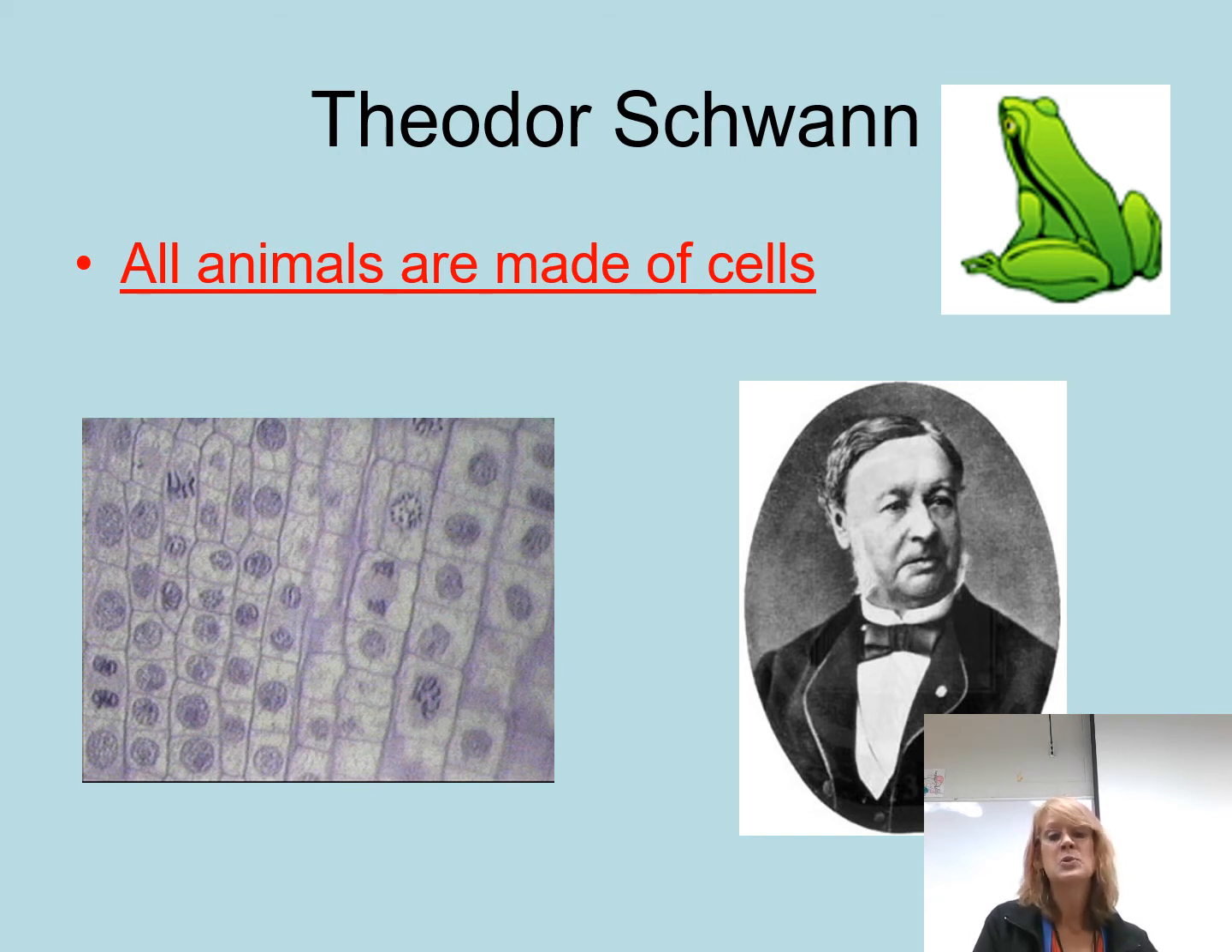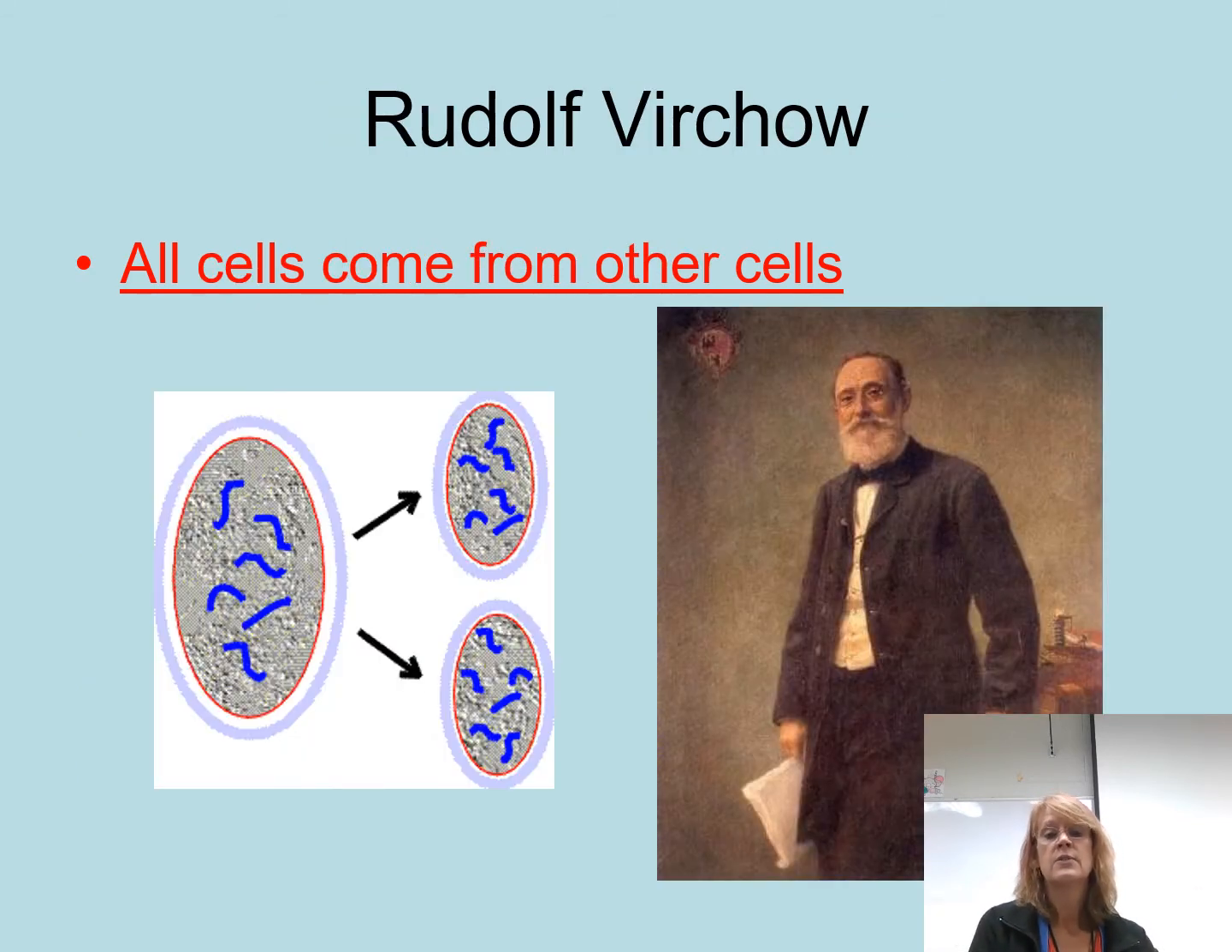But anyway, Schwann said that all animals were made of cells. And again, this would be common sense to you and I, but it's common sense because we now know what cells are. Ever since we were little, in early science in elementary school, we talked about how things are made of cells. Common sense because of this gentleman here, which led us to Virchow.